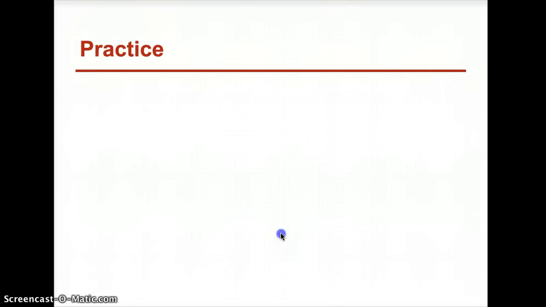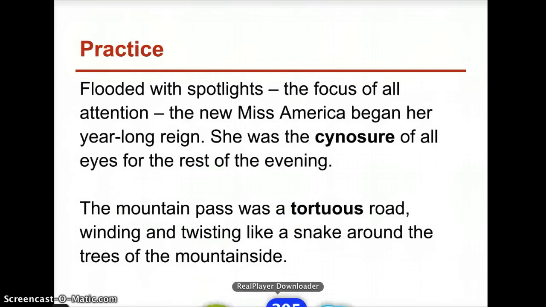Here's your practice. Flooded with spotlights, the focus of all attention, the new Miss America began her year-long reign. She was the cynosure of all eyes for the rest of the evening. So your first word is cynosure, and you are to decide what it means based on the clues given. The second one. The mountain pass was a tortuous road, winding and twisting like a snake around the trees of the mountainside. So tortuous is your second word, and decide what it means based on the clues given in the sentence.